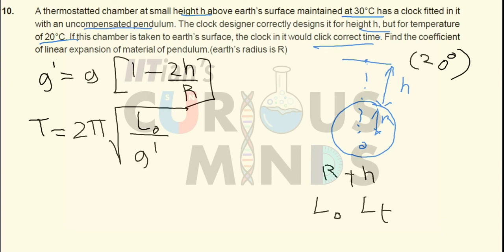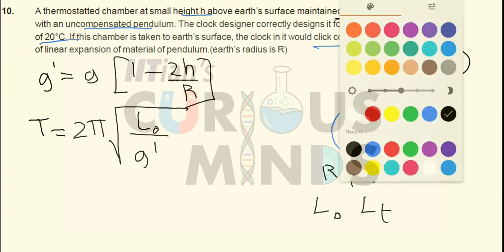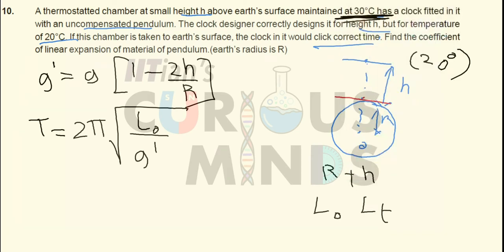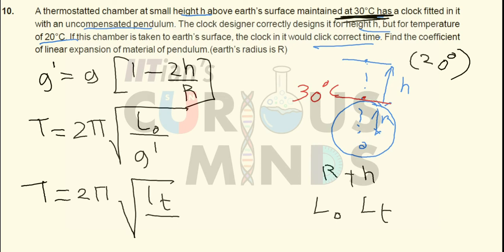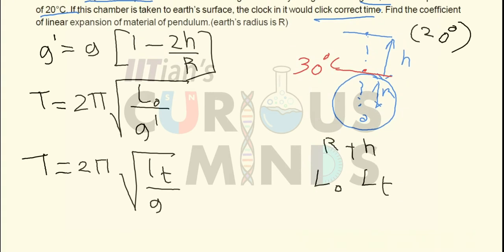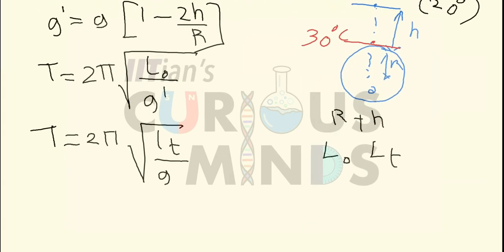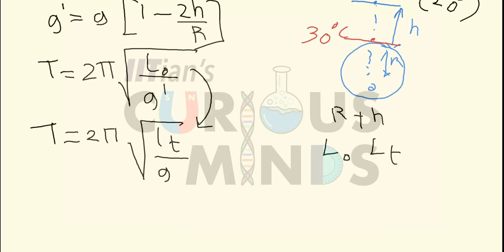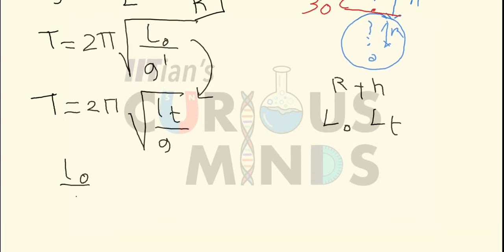Now, if the temperature at this point is 30 degrees Celsius, when the same clock is taken to the Earth where the temperature is 30 degrees Celsius and the acceleration is g, it again gives me the correct time. So the time period on the Earth will be equal to 2 pi root of LT, that is L at 30 degrees Celsius, divided by g. Since both the time periods are equal, I can say that L naught divided by g dash will be equal to LT divided by g.